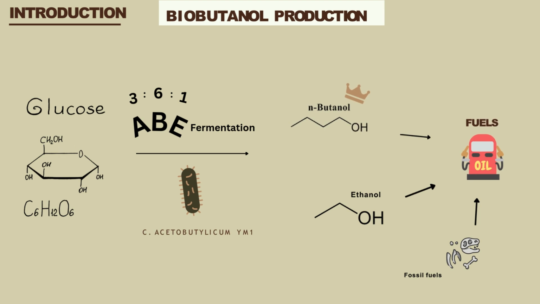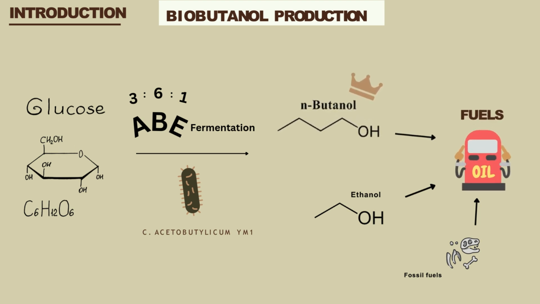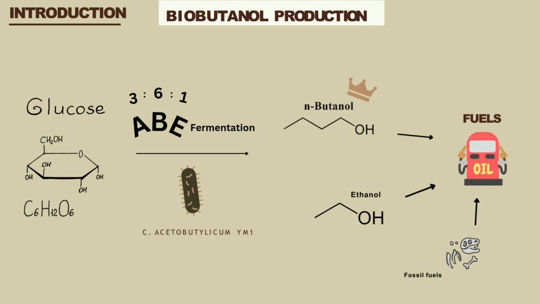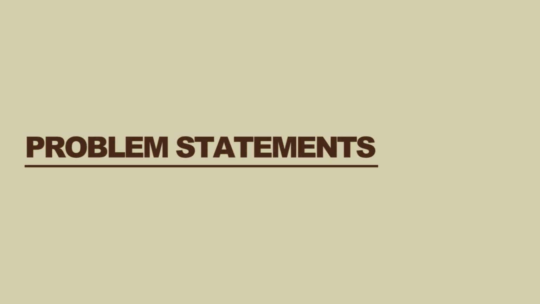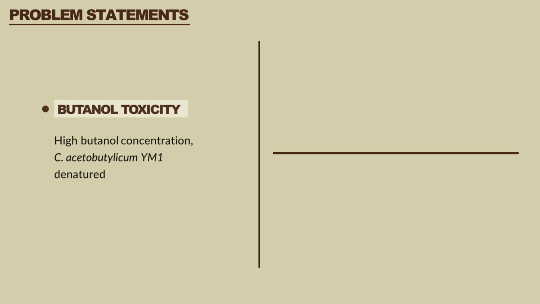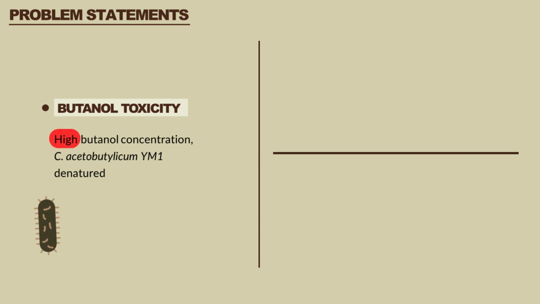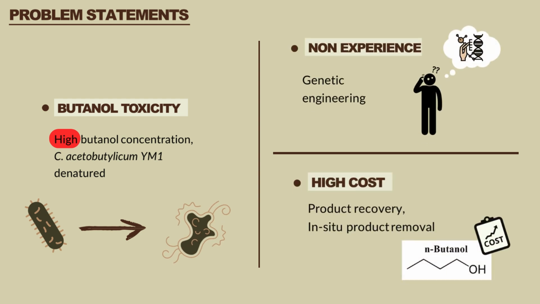Biobutanol has the potential to be applied as a future transportation fuel, but it is still not economically feasible due to several constraints. Therefore, this brings us to our problem statement, whereby the main problem arising from biobutanol production is its toxicity. For instance, at high concentrations of butanol, it causes inhibition of the Clostridium species, which leads to denaturation. Not only that, high cost is needed for product recovery.